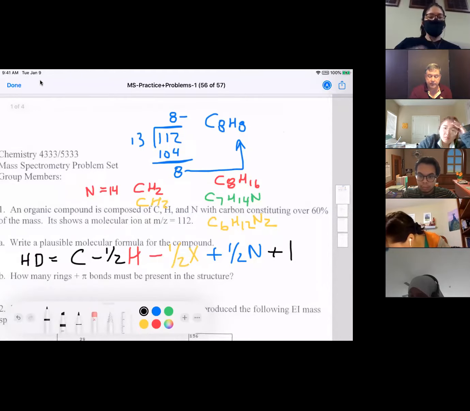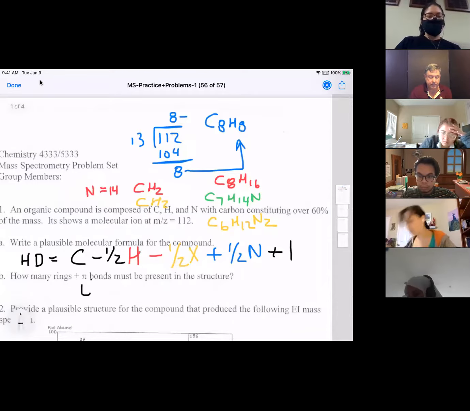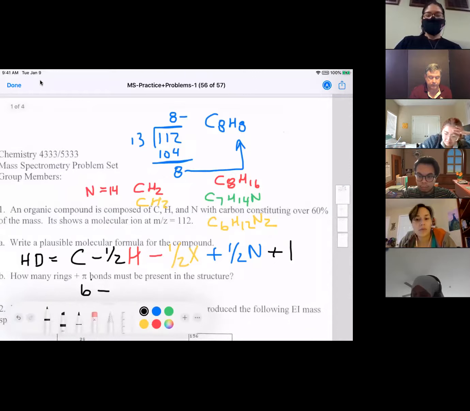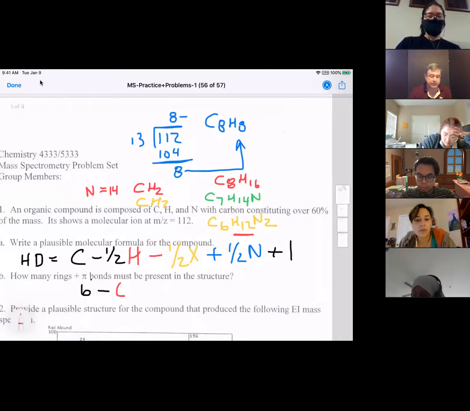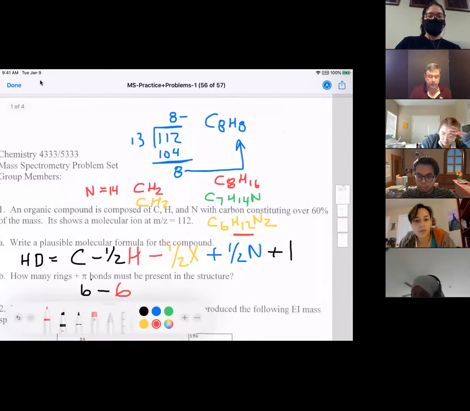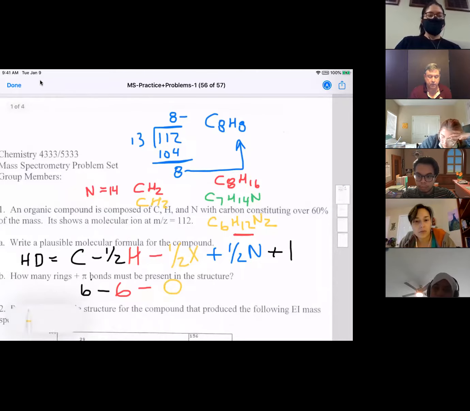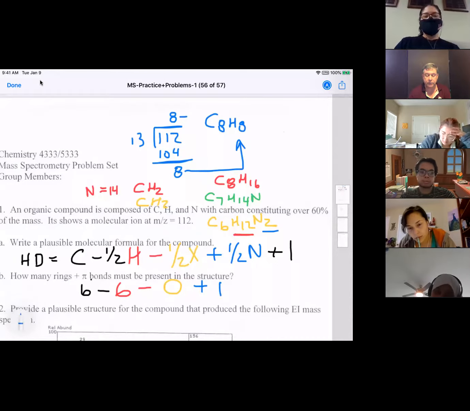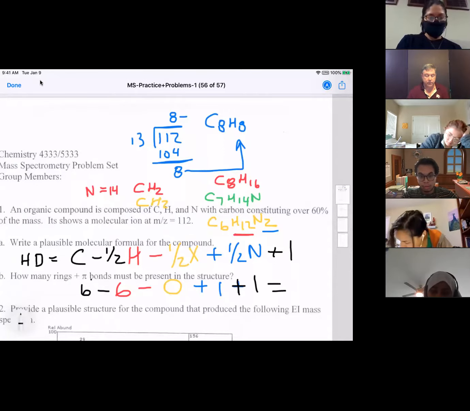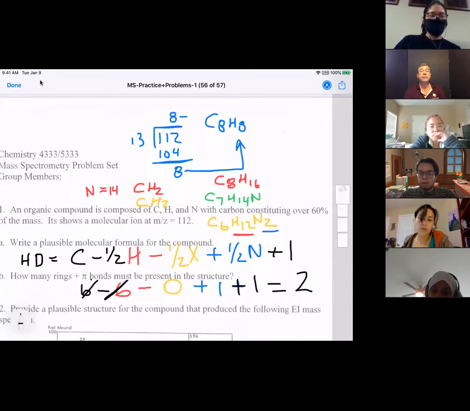So we have C is 6 minus 1/2 of the hydrogens. We ended up with 12 hydrogens, so 1/2 of the hydrogens is 6. Okay. Minus the halogens is 0, because we have 0 halogens, plus 1/2 of the nitrogens, which is 1, because we have 2 nitrogens, plus 1. So this is going to equal to, so 6 and 6 cancel out, so we have 1 plus 1. So we have a hydrogen deficiency of 2.